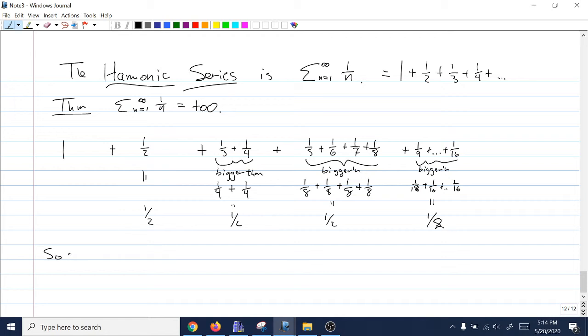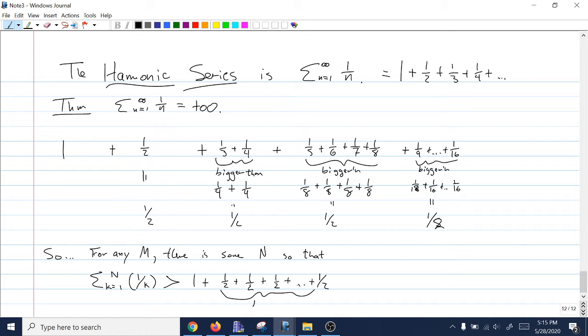So, let's try phrasing it this way: for any m, there is some n so that the sum of the first n terms is bigger than 1 plus a half plus a half plus a half plus dot dot dot plus a half, where we have m halves.